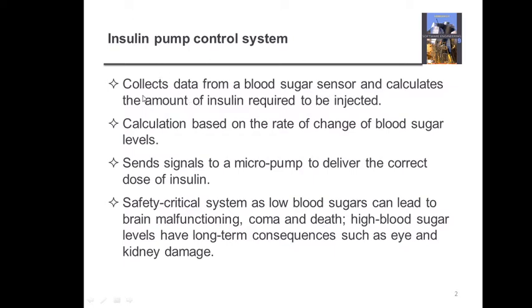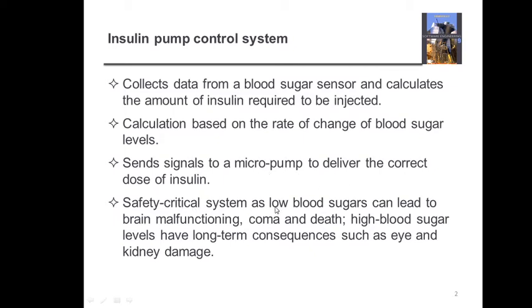The insulin pump control system collects the data from the blood sugar sensor and calculates the amount of insulin required to be given. First, we have to see the current blood sugar level from the sensor reading, and the proper insulin needs to be calculated based on the rate of change of blood sugar levels. So we have to include the rate of change of blood sugar level. A signal is sent to a micro pump to deliver the correct insulin dose.